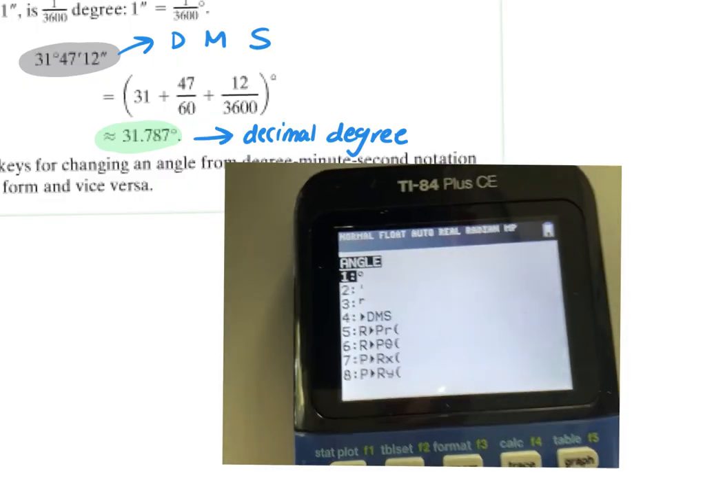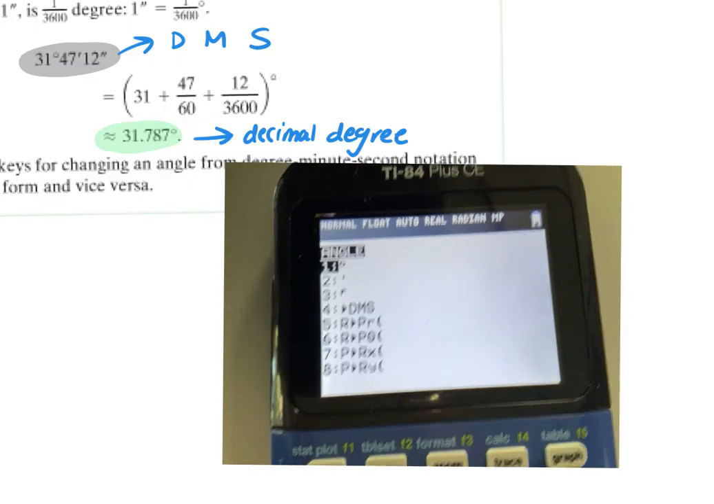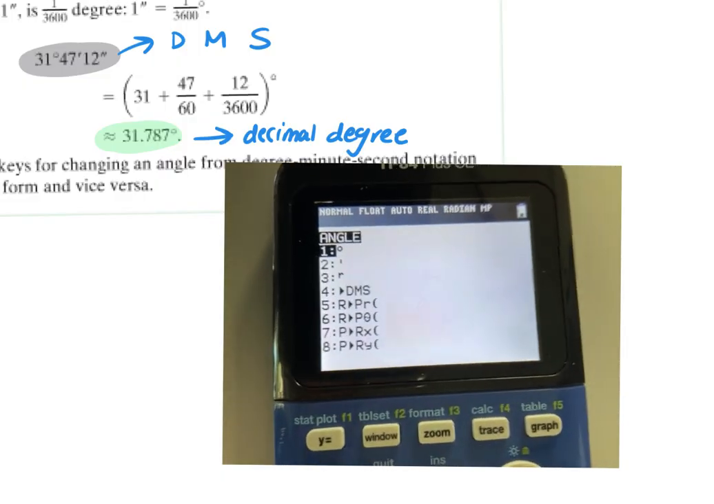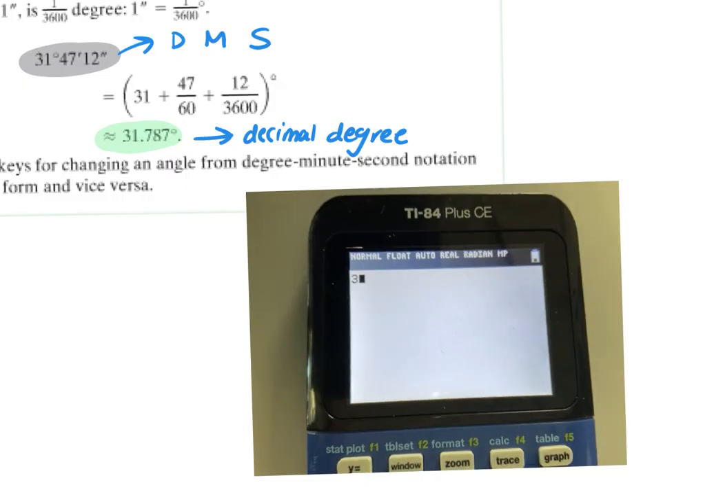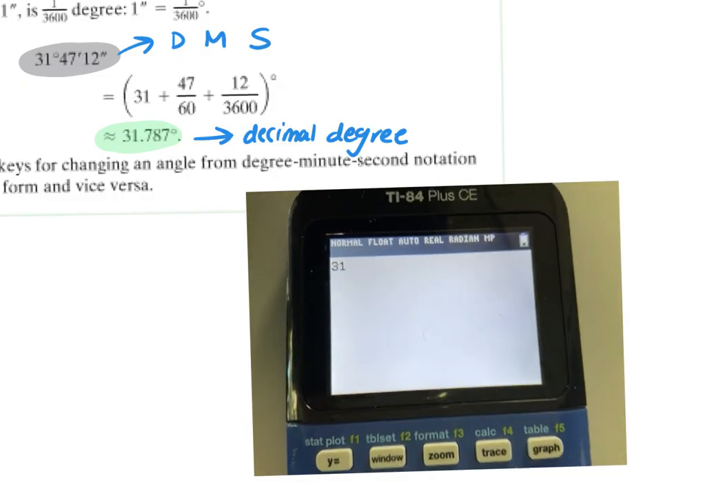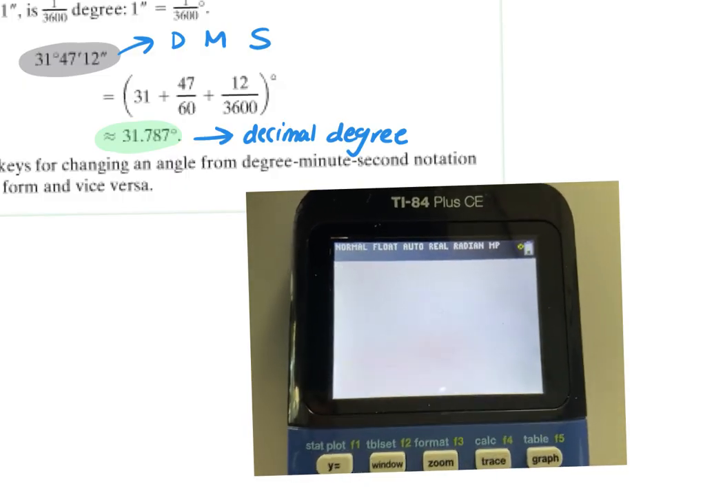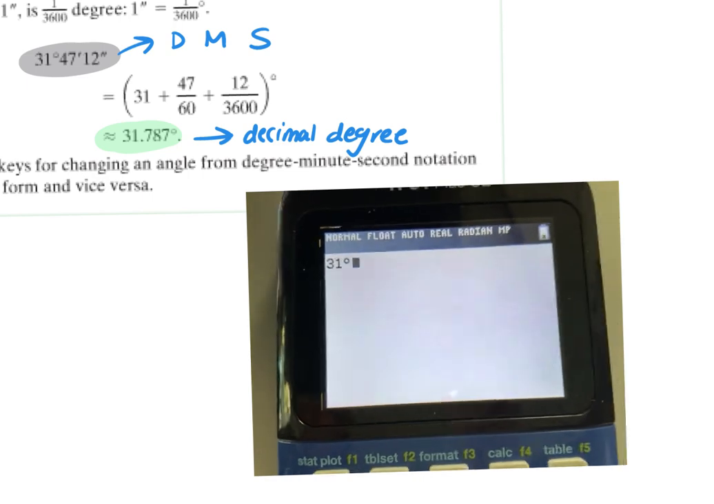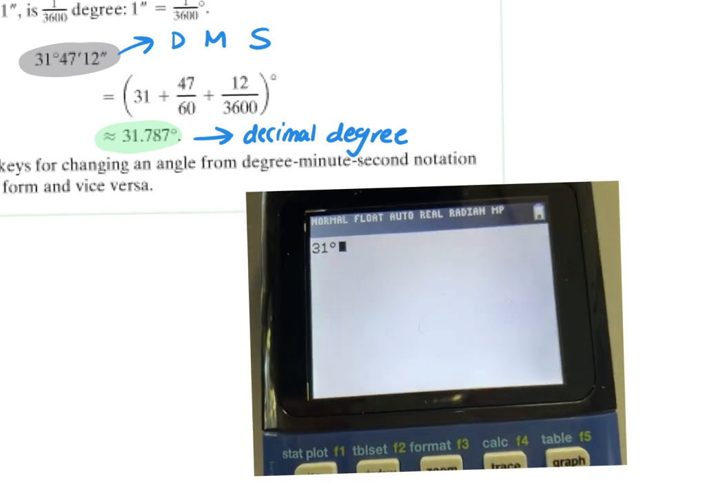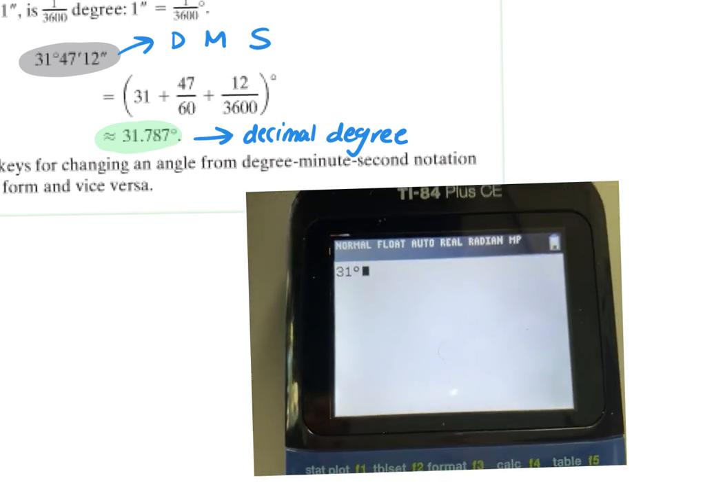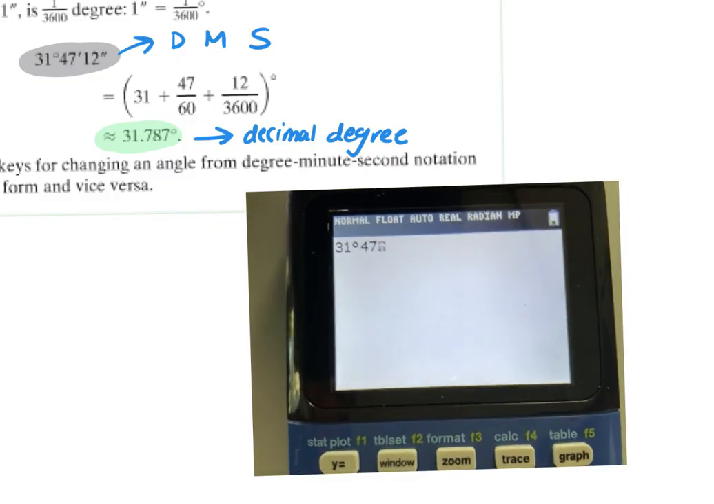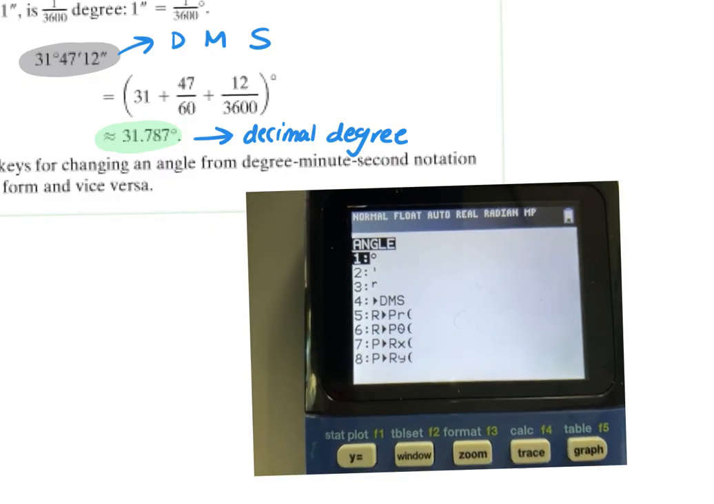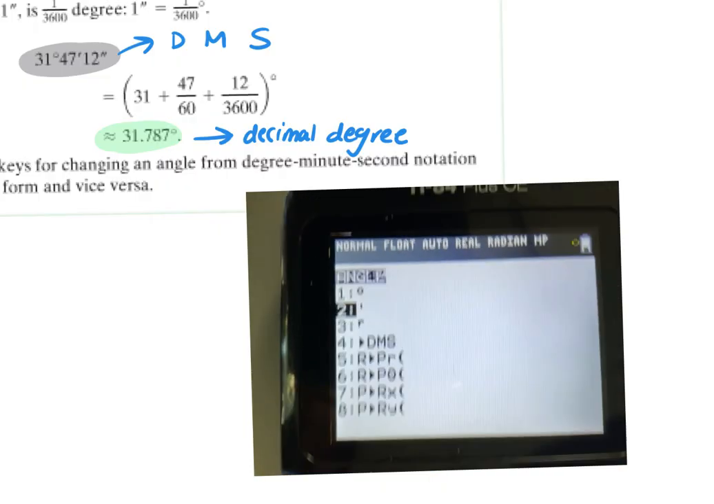So if I want to go from degree, minute, second notation to decimal degree, then I'm going to go back to the regular menu. I'm going to type in 31 because that's the degree. I'm going to go second, apps, and I'm going to hit 1 to get the degree symbol. Then I'm going to type in 47. I'm going to go back to the angle menu, and I hit the single tick mark, and I hit enter.